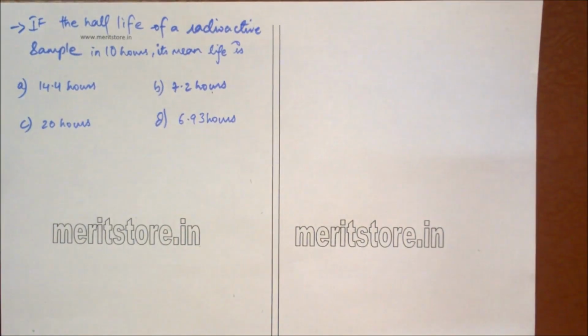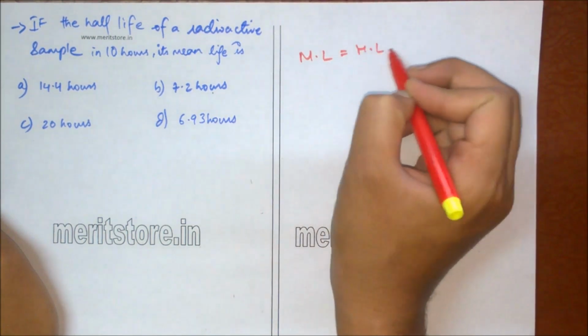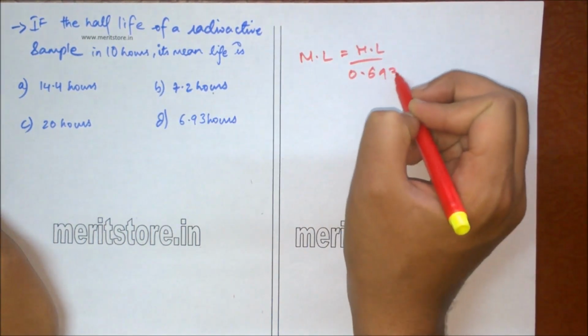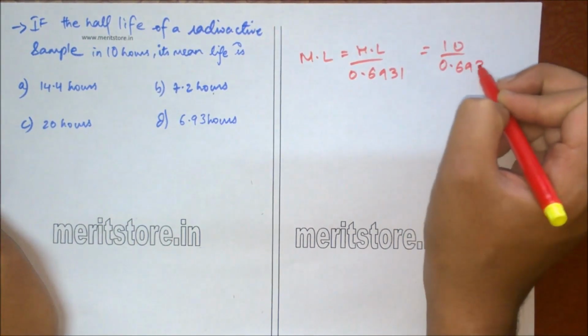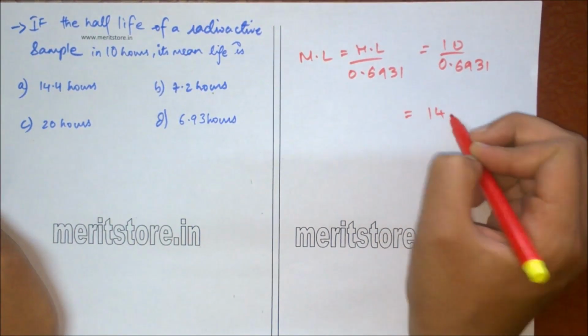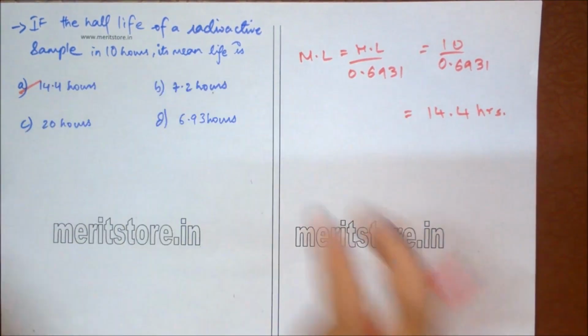If the half-life of a radioactive sample is 10 hours, its mean life is? So mean life is equal to half-life upon 0.6931, which is equal to 10 upon 0.6931, which is 14.4 hours. So option A is the correct answer.